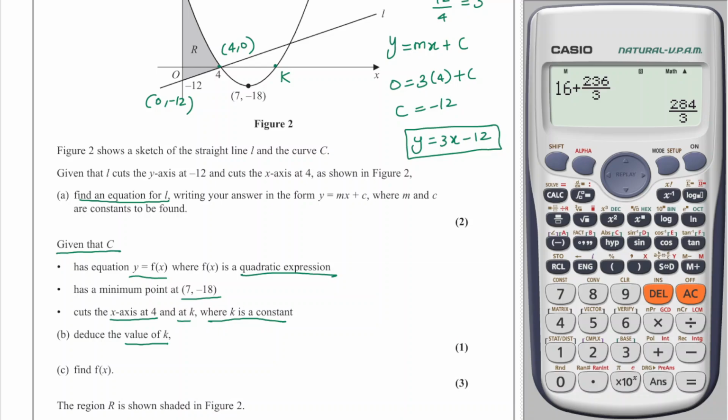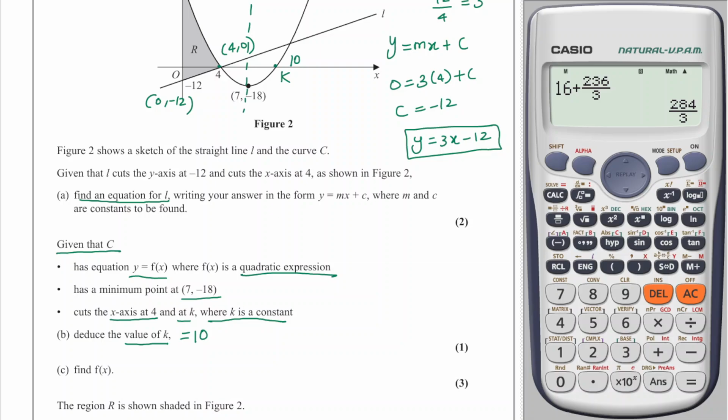By the property of the quadratic curve, it is symmetric about the turning point, the minimum point. From 4 to this minimum point we have 3 units to reach 7. From 7 to k it is again 3 units, so this value will be 10. So the k value is equal to 10. That is the answer for the B part.